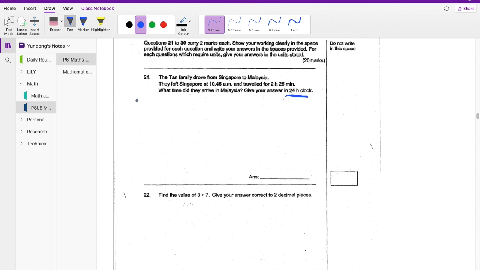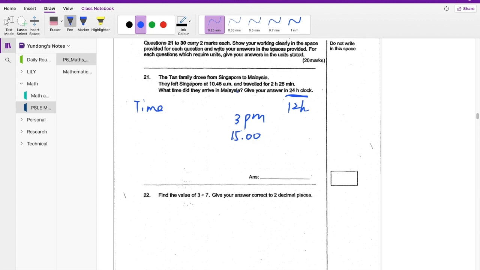So this concept here is about time. For the clock, we have two ways to express it. One way is called 24-hour clock. The other one is called 12-hour clock. For example, normally 3 p.m., which is also 15:00, this one is 24 hours.